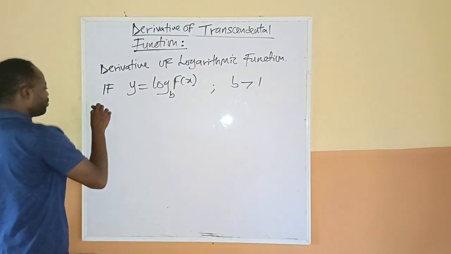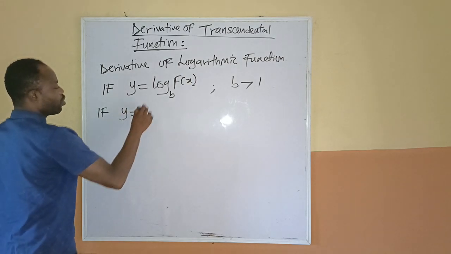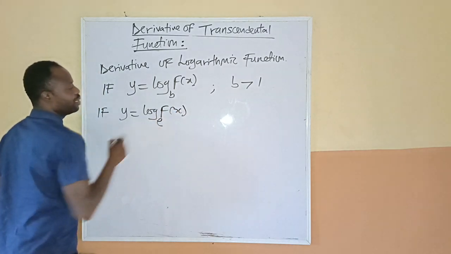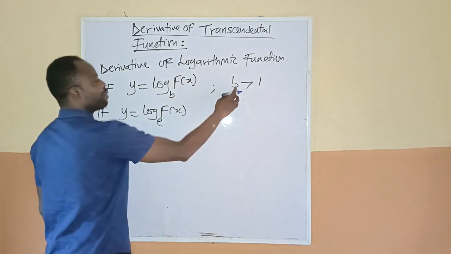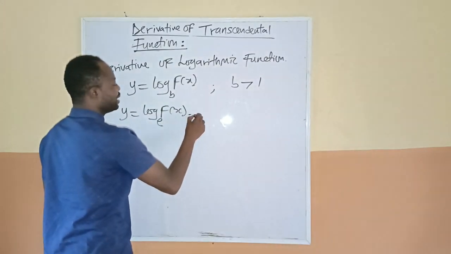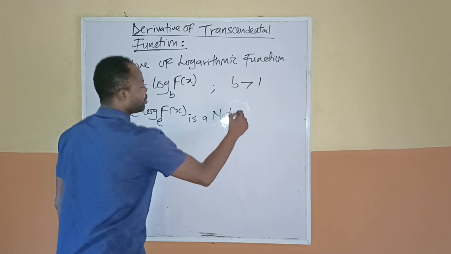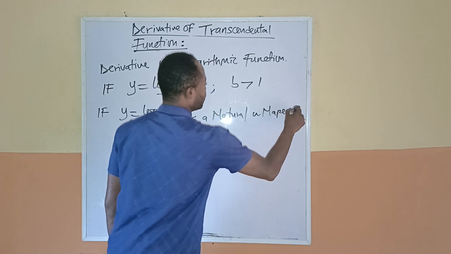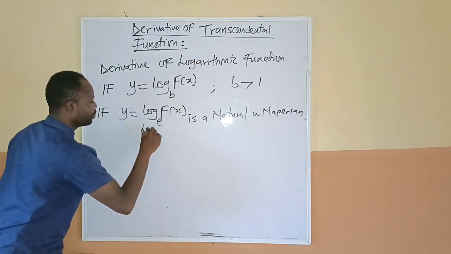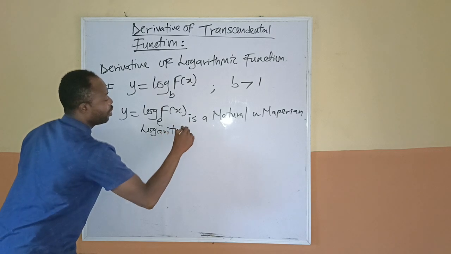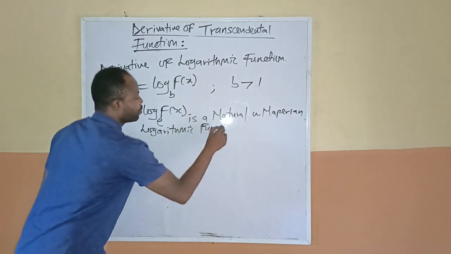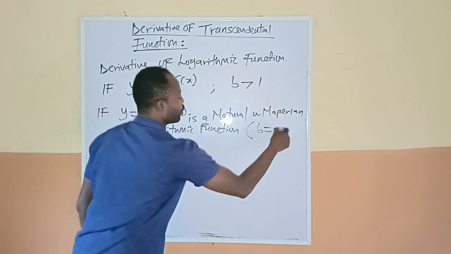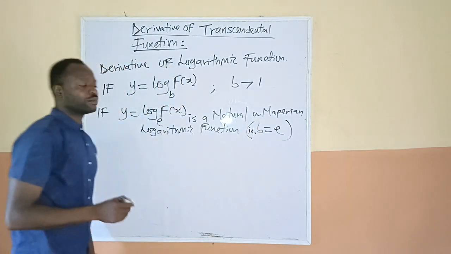For instance, if I have y equals log f of x to base e, in that case my b equals e, and this is a natural or Napierian logarithmic function. So it means that in this case my base b is equal to e. I hope you are following.